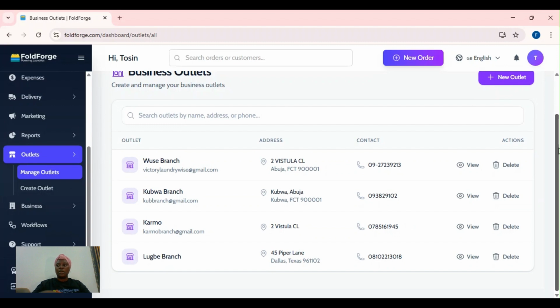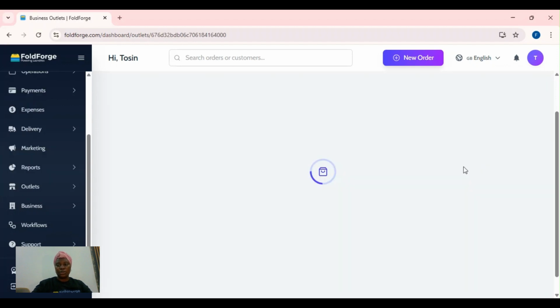So what is happening in Ikorodu, you can see from the comfort of wherever you are. You just need to select which outlet you're looking at. So you can see what's happening in Ikorodu, in Lekki, in Ogbomoso, in Abeokuta. So that is what the outlet does. As you can see from my own end, because I'm based in Abuja, I have four branches or four outlets. So let's look at the Wuse branch.